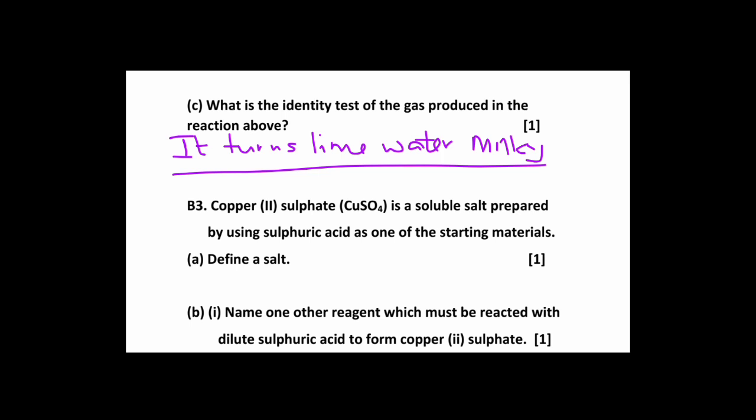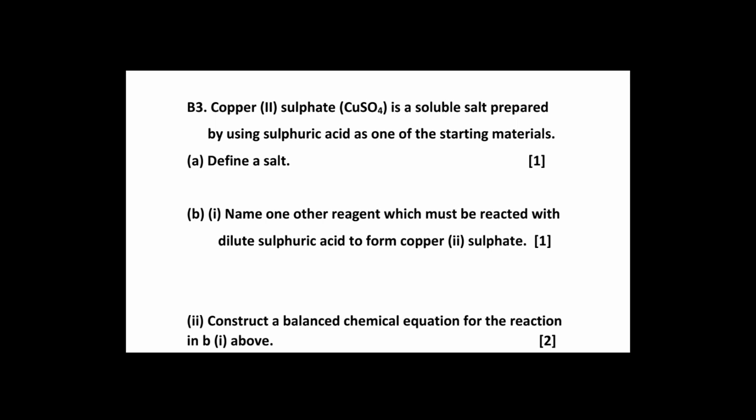We go to question number 3 of 2013 paper. Question number 1. Copper 2 sulfate is a soluble salt prepared by using sulfuric acid as one of the starting materials. Define a salt. So this topic in 2013 came in abundance. So what is a salt, guys?